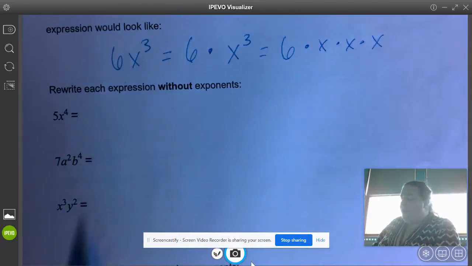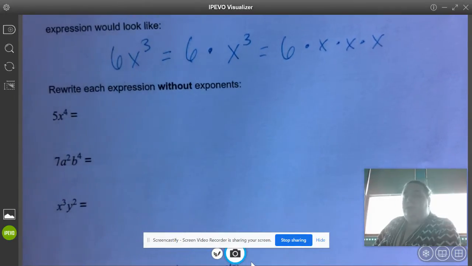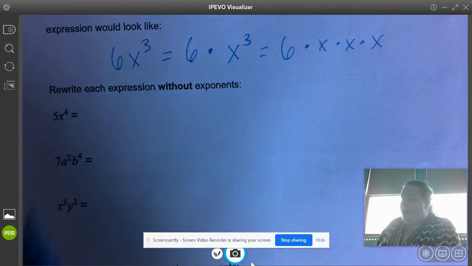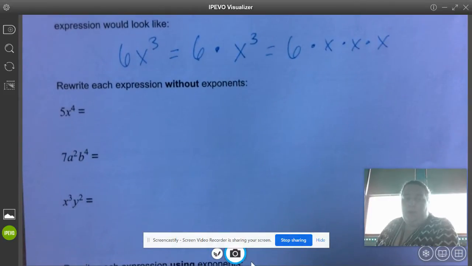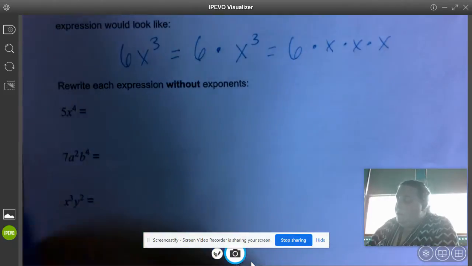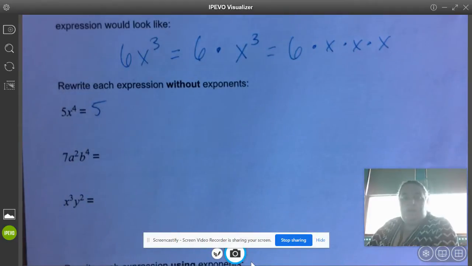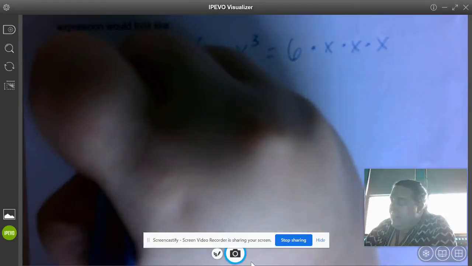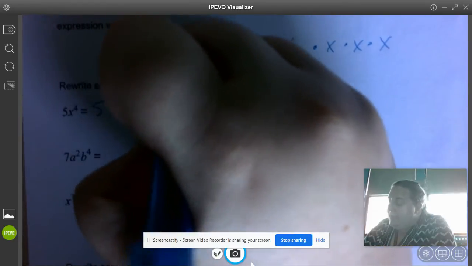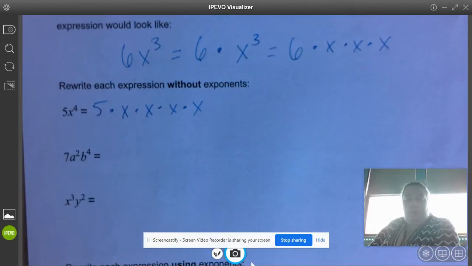All right, so in this first section, I want you to try and pause the video and write the expressions without exponents, similar to what we just did, and then you can come back and check your work. Okay? So in this first one, we have 5, that is a coefficient, because the exponent 4 is attached to the base x, and we need 4 x's because that's what the exponent tells us.